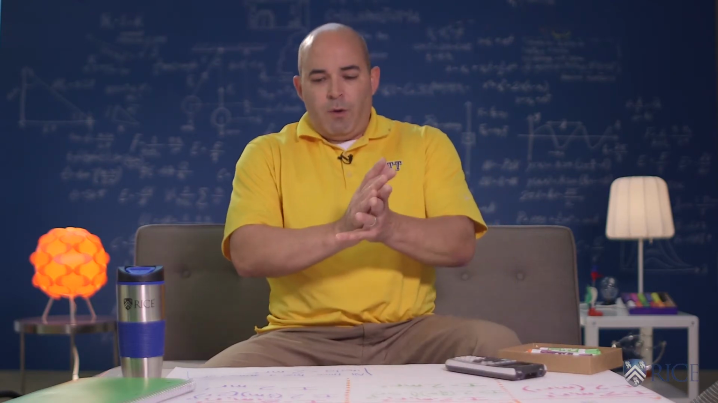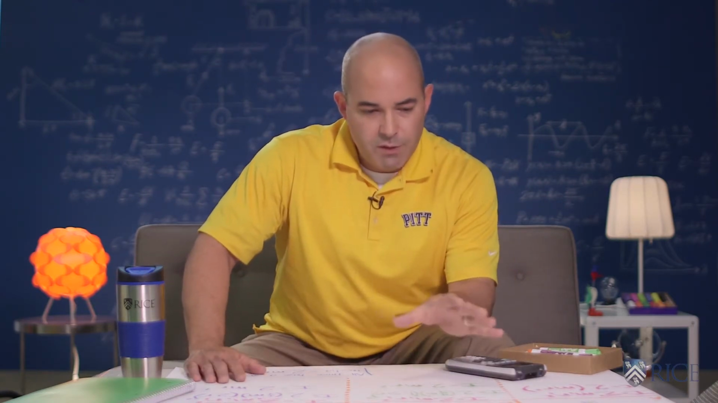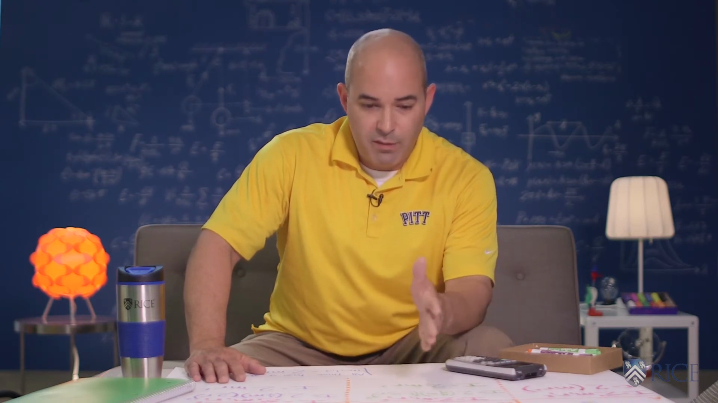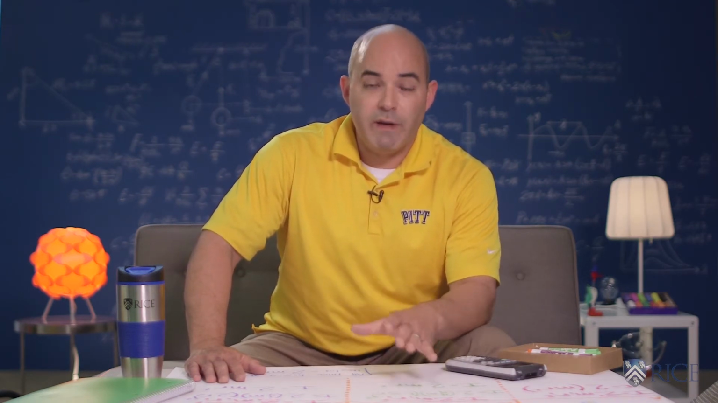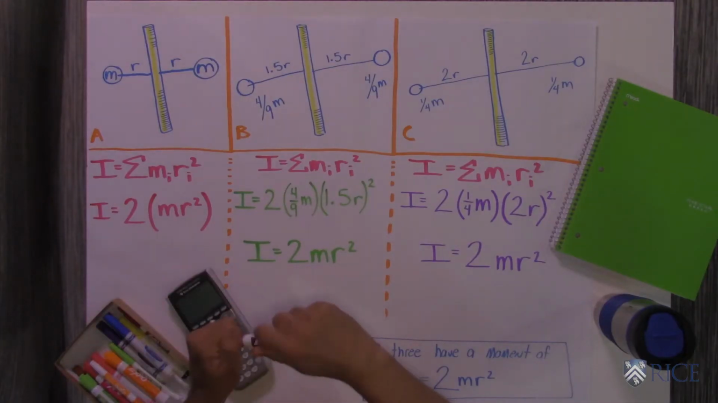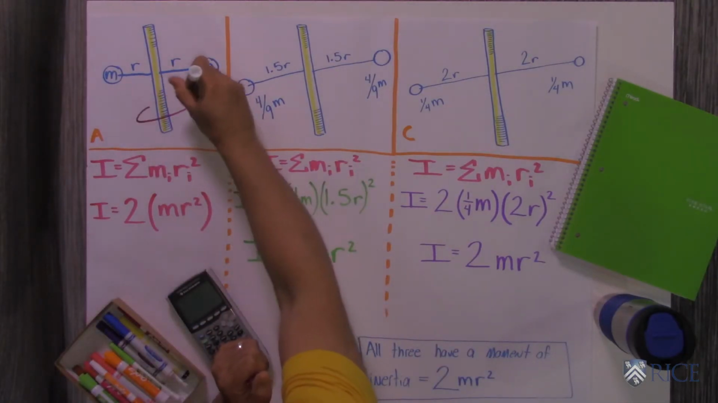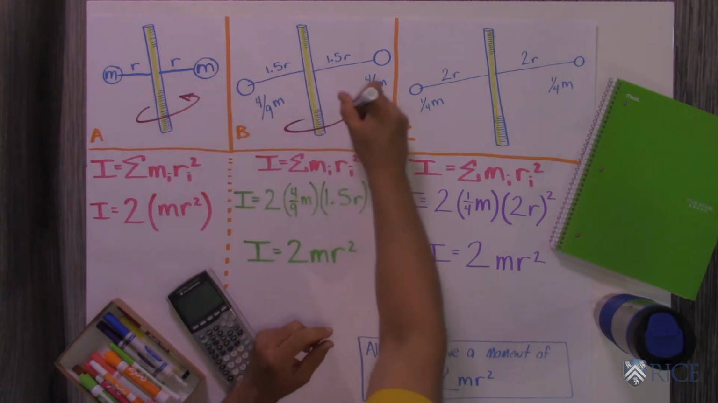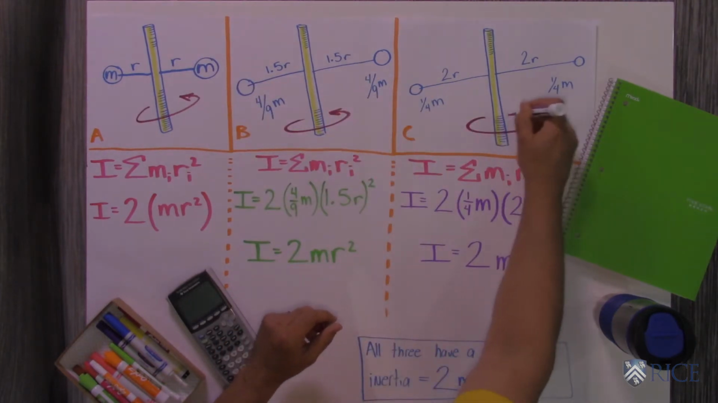Okay, in this problem, I wanted you to find out which one of these three contraptions would have the greatest moment of inertia. So the first one, it's going to spin around on this axis. It's going to go around that way, and this one's going to do the same thing. It's going to spin around like that. It's going to spin around that way.